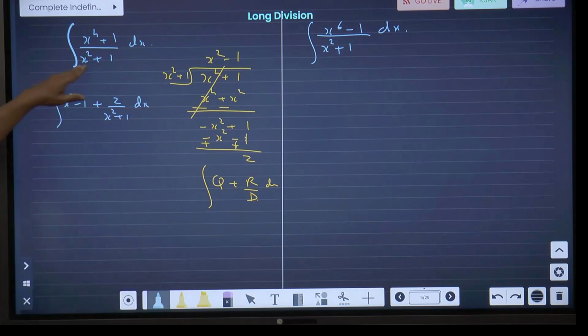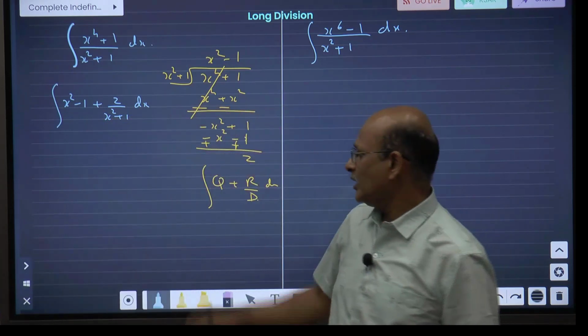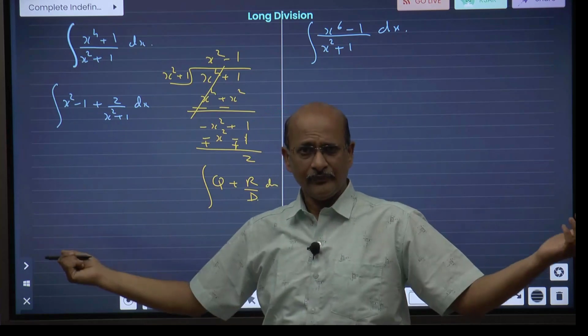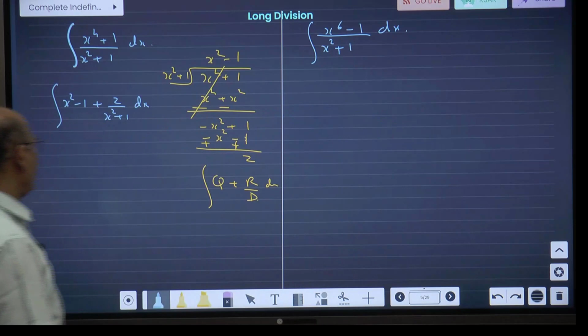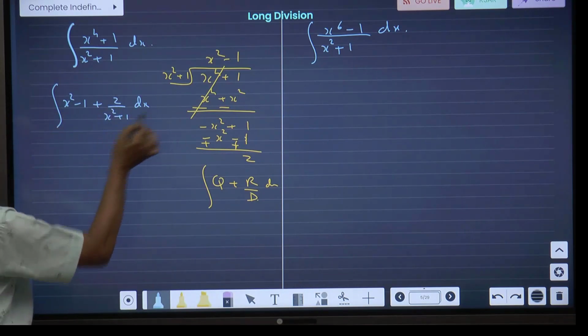Remember, the integration here was a tough task for me. But by using the technique, look at the integrand, what happened. It has just split up. The integration here is much easier, children. Bet on it. I will just prove my point here. So integral of x square minus 1 plus 2 upon x square plus 1 dx.